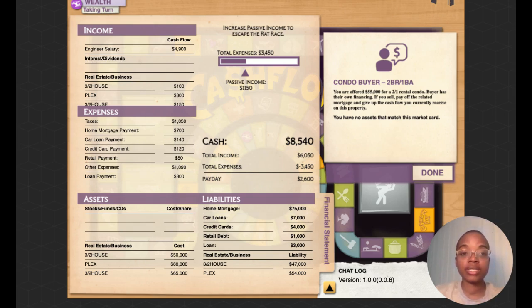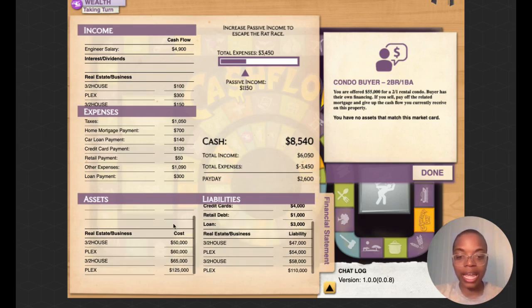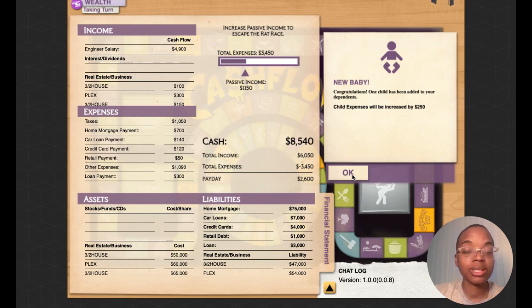Okay, so look at this condo buyer, 2 bed, 1 bath. I'm offered $55,000 for a 2 bed, 1 bath rental condo if I sell, pay off the related mortgage, and give up the cash flow I currently receive. So I don't have any assets that match this market card, but you see these cards do come up. And I have a couple properties right here, 3 bed, 2 bath, and some multifamilies. So if anyone's offering anything for those, I'm definitely gonna make a move on those. So we'll see if any comes up.